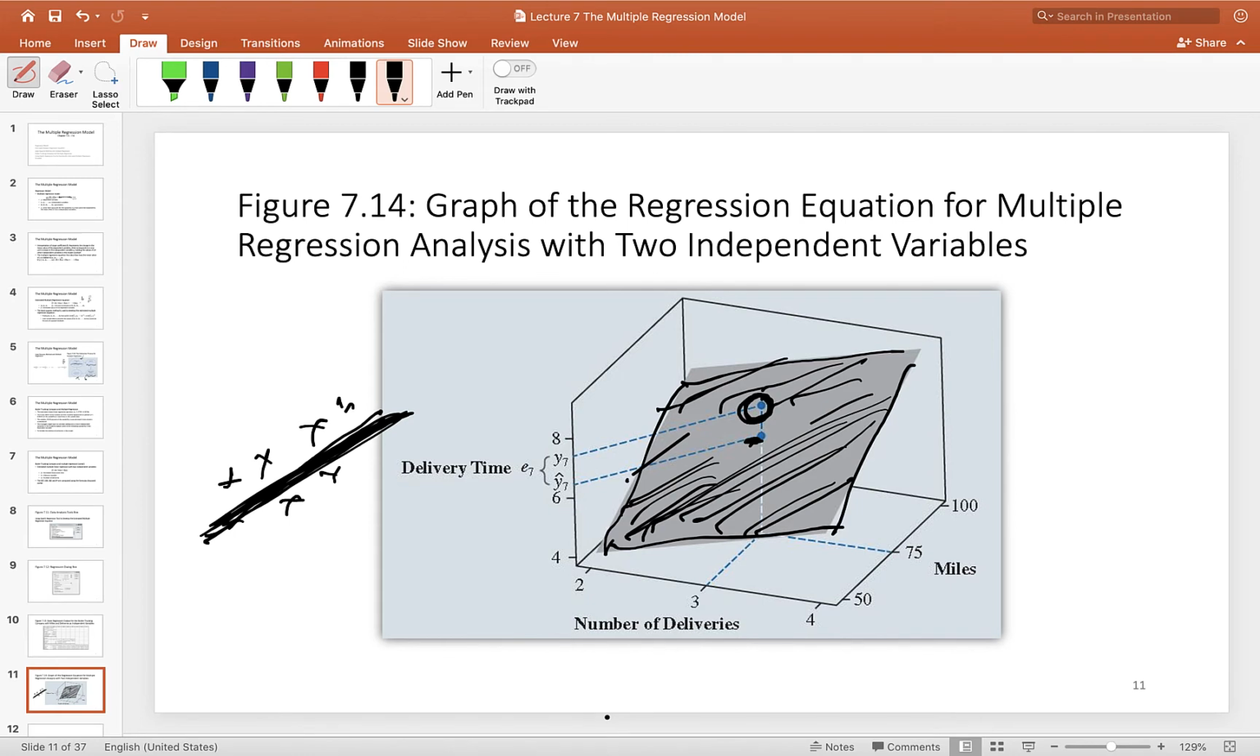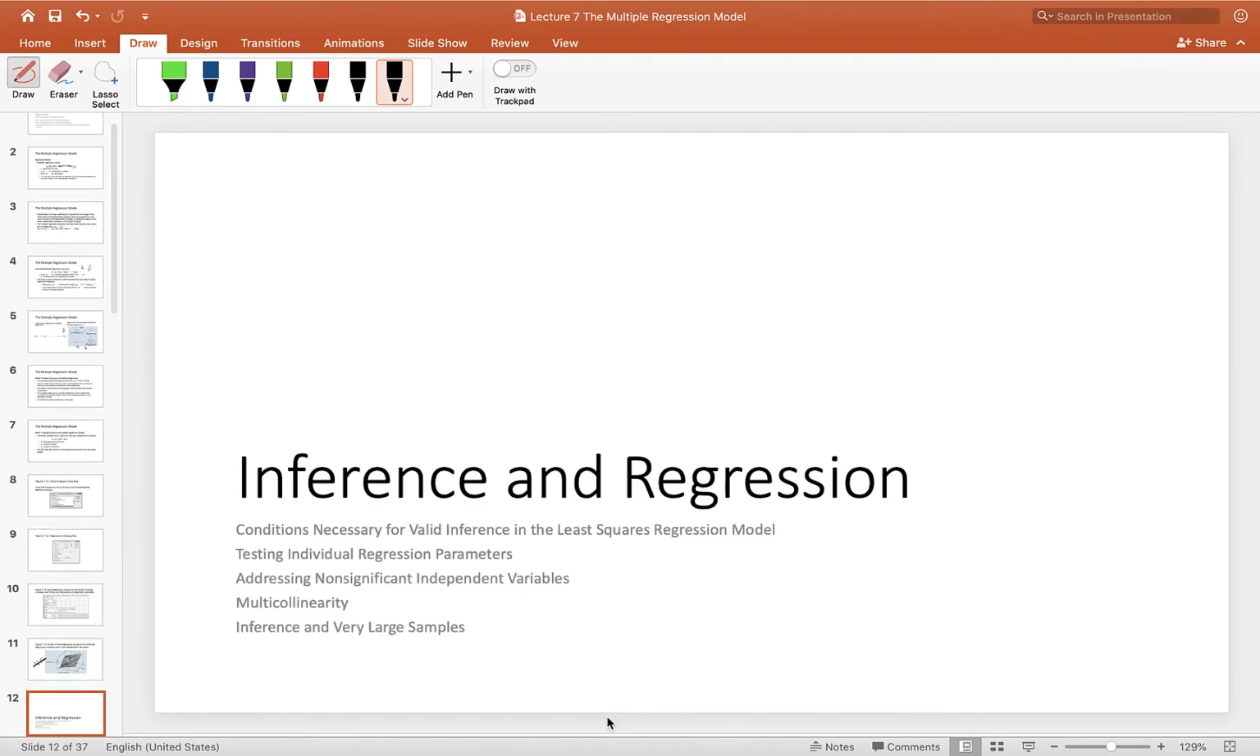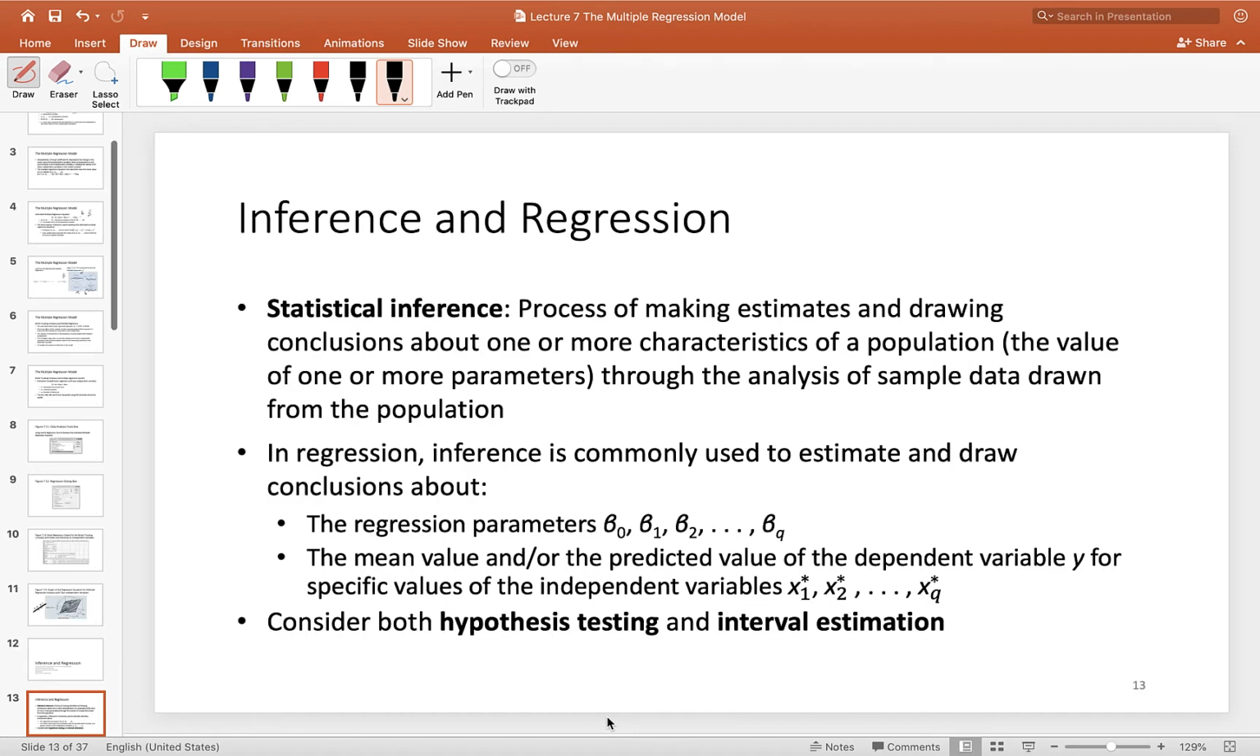Moving on. Inference and regression. So let's look at the conditions necessary for inference and regression. Let's move on to the next slide.